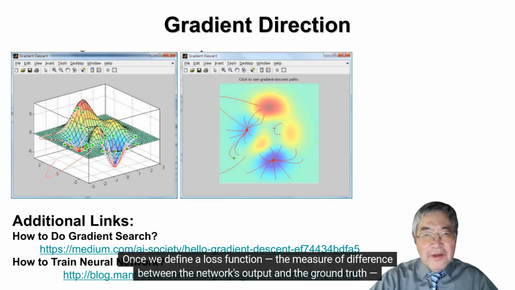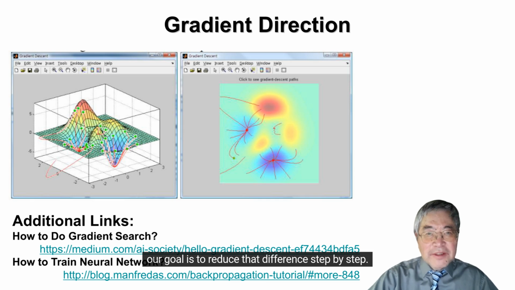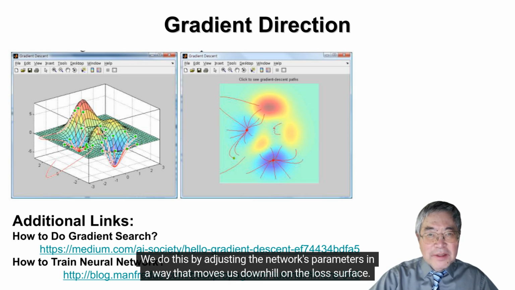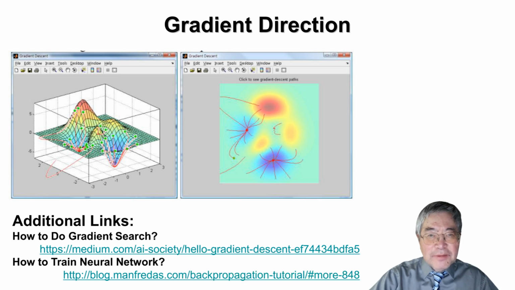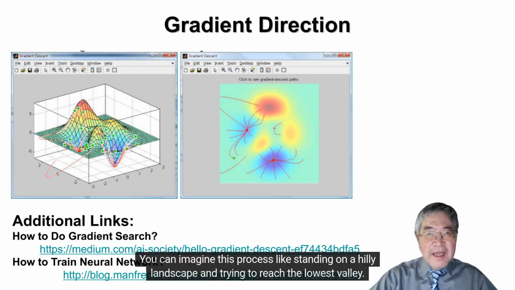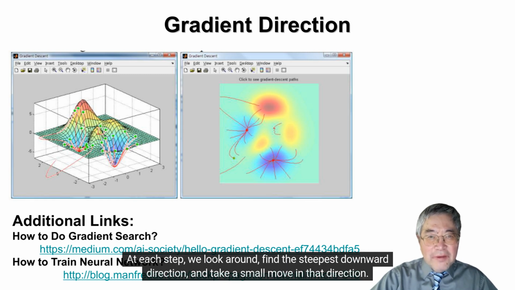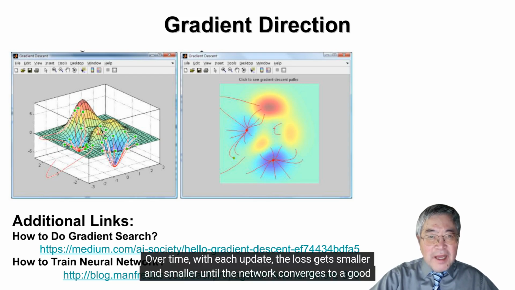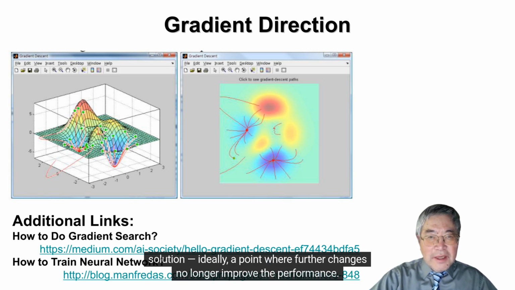Once we define a loss function, the measure of difference between the network's output and the ground truth, our goal is to reduce that difference step by step. We do this by adjusting the network's parameters in a way that moves us downhill on the loss surface. You can imagine this process like standing on a hilly landscape and trying to reach the lowest valley. At each step, we look around, find the steepest downward direction, and take a small move in that direction. This is the essence of gradient descent. Over time, with each update, the loss gets smaller and smaller until the network converges to a good solution, ideally a point where further changes no longer improve the performance.